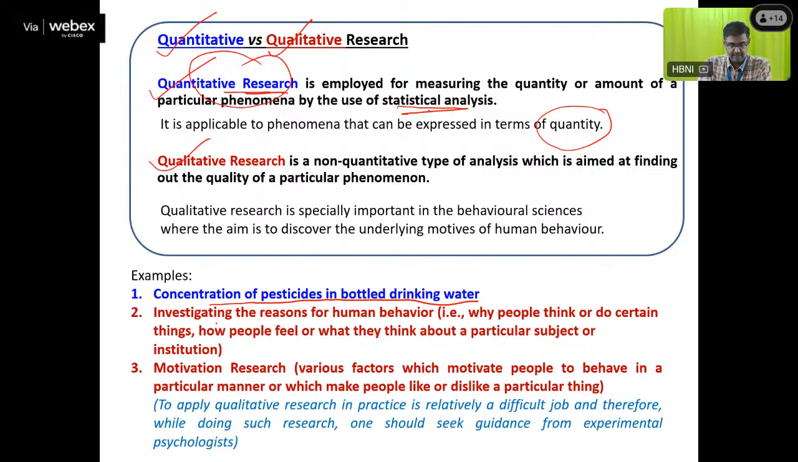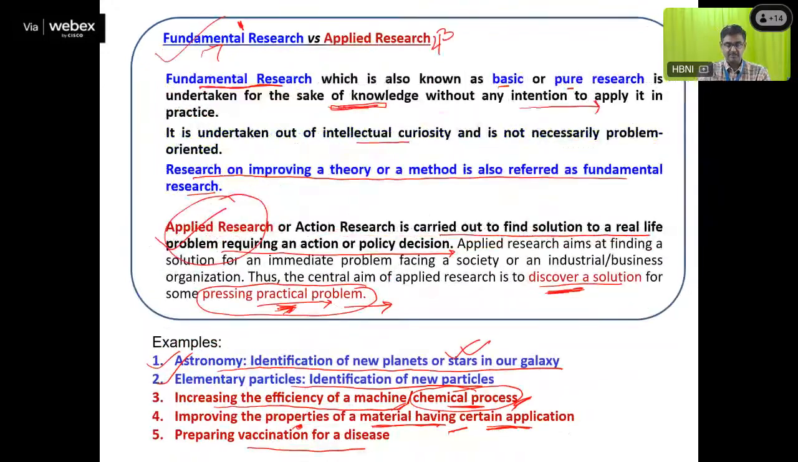On the other hand, investigating the reasons for human behavior, why people think or do certain things, how people feel or what they think about a particular subject or institution. Suppose you are doing this course, so already you have in mind whether this course is good, whether sir is taking a good class or not. So many things. Somebody who analyzes those kinds of behavior, that comes under behavioral sciences, and those studies come under qualitative research. So what we are doing in DAE, most of the research comes under applied research, as I told you.